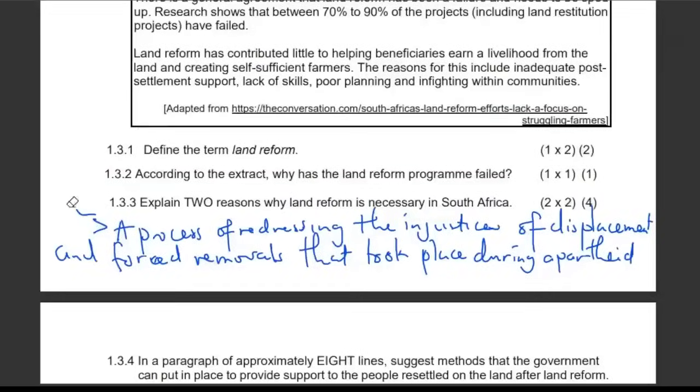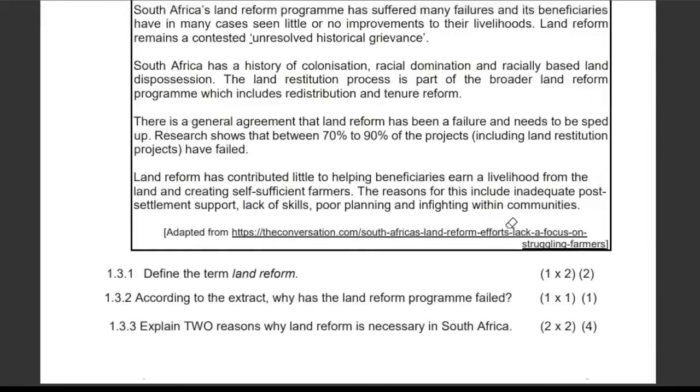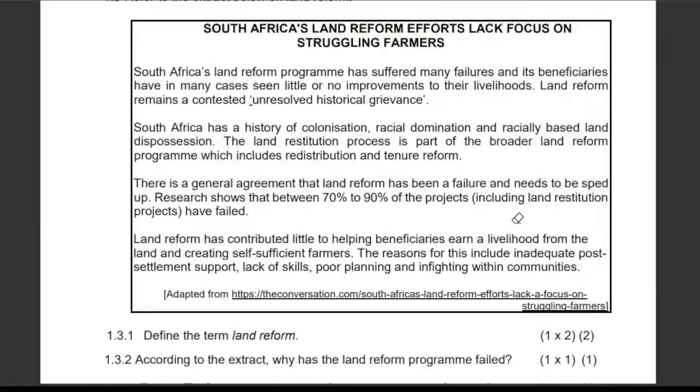Right. Let's go on to the next question. According to the extract, why has the land reform program failed? Right, we need to go to the extract and check for evidence which suggests why the land reform has failed. Why is the government failing to redress the injustice of the past? Right, we are seeing that it is saying South Africa's land reform program has suffered main failures. It's guiding us that way. What are the failures? Its beneficiaries have in many cases seen little or no improvements to their livelihoods. This is a failure. Beneficiaries of the land reform have in many cases seen little or no improvements to their livelihoods.